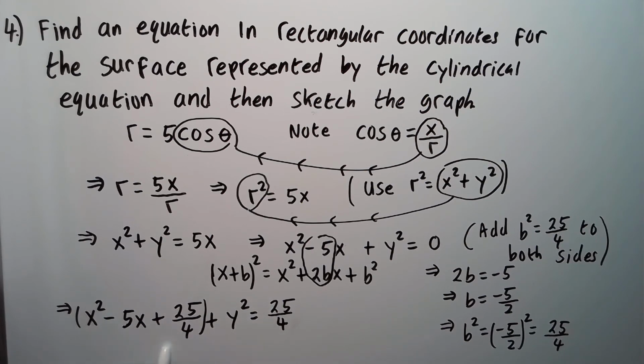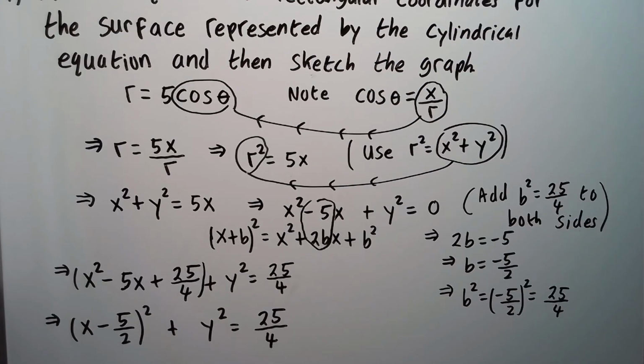I'm going to group these first three terms. And by design, they're like those ones. So this will factor as x plus b. Our b value is negative 5 halves. So this is going to factor as x minus 5 halves squared. So let's do that. So we get x minus 5 halves squared plus y squared equals 25 over 4. I'm going to write the 25 over 4 as 5 over 2 squared. So let me do it. So we have this then.